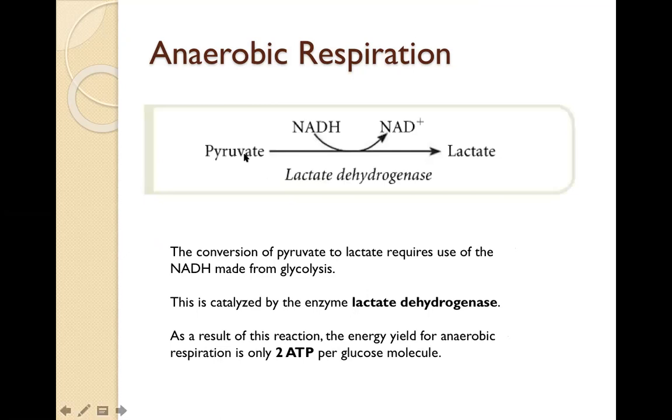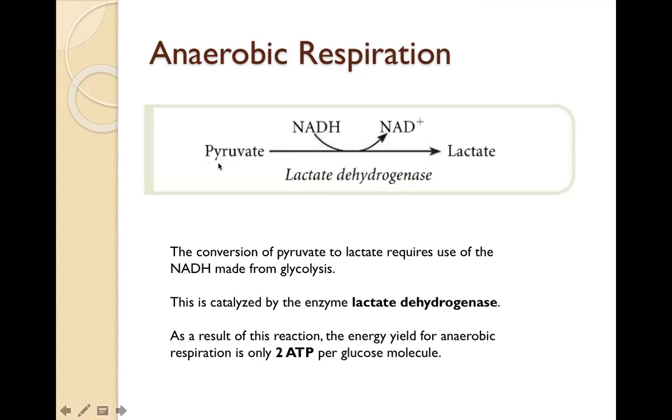And so the main thing that happens here is that pyruvate gets converted into lactate. And when it gets converted into lactate, it uses that NADH that was made in glycolysis. And it uses those high energy electrons to produce lactate. And this particular process of converting pyruvate into lactate is catalyzed by this enzyme called lactate dehydrogenase.